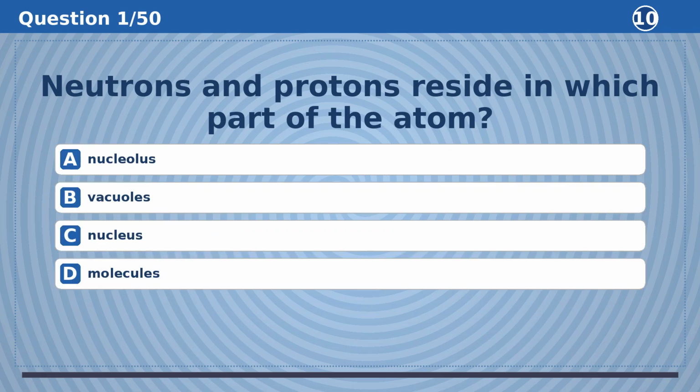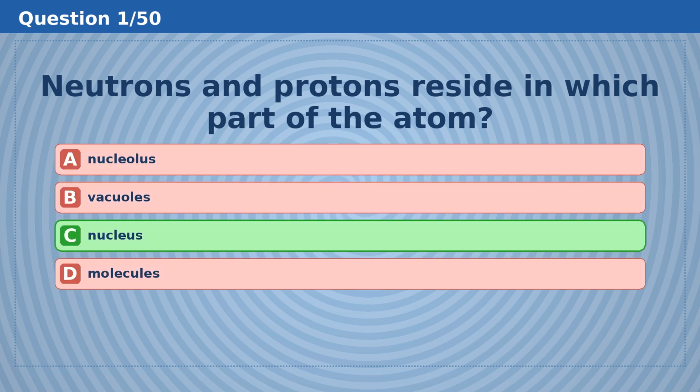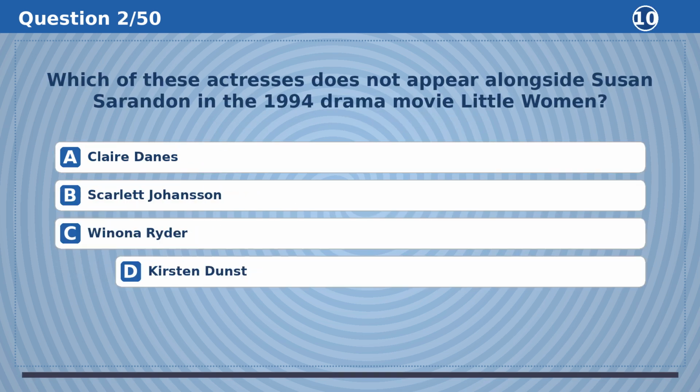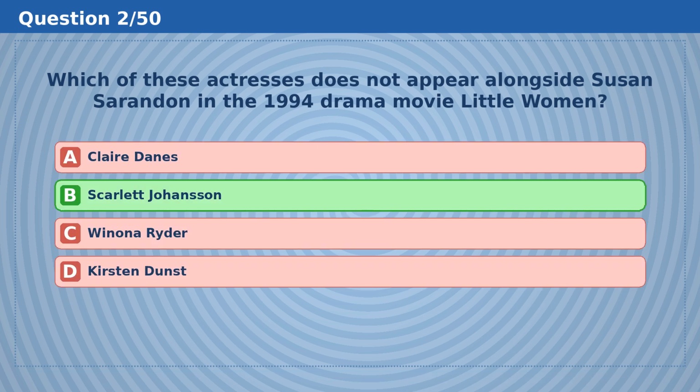3, 2, 1. Neutrons and protons reside in which part of the atom? The answer is C, nucleus. Which of these actresses does not appear alongside Susan Sarandon in the 1994 drama movie Little Women? The answer is B, Scarlett Johansson.